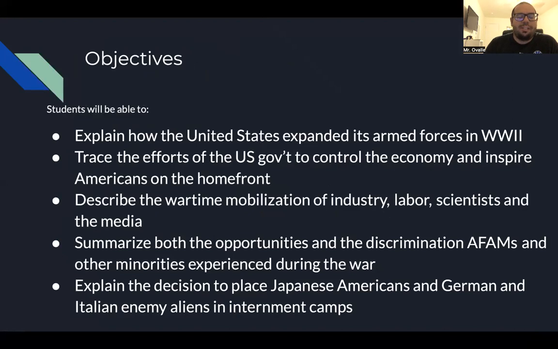Okay, so objectives. As you can see, it's chock full of objectives in this module. Explain how the U.S. expanded its armed forces in World War II. Trace the efforts of the U.S. government to control the economy and inspire Americans on the home front. Describe the wartime mobilization of industry, labor, scientists, and the media. Summarize both the opportunities and the discrimination African Americans and other minorities experienced during the war. And explain the decision to place Japanese Americans and German and Italian enemy aliens in internment camps.